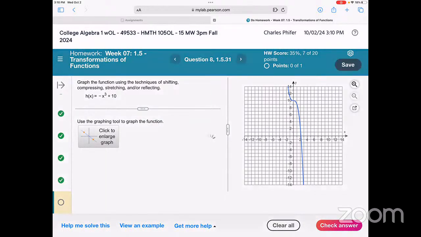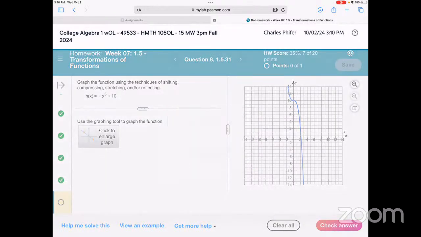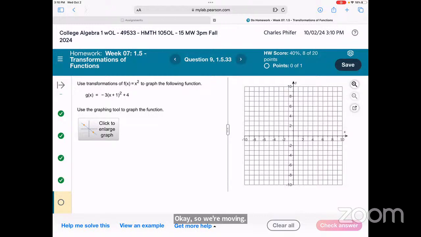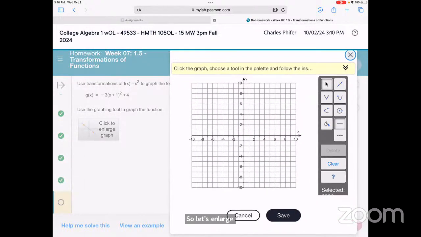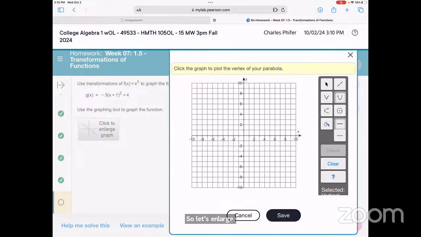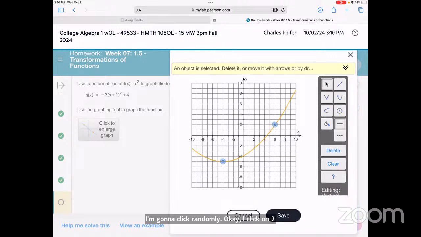Okay. So we're moving and grooving. Use transformations, okay. So let's enlarge. Let's see a parabola. I'm going to click randomly. Okay, I click on 2 random spaces. So we can move these points retroactively. So the parent function here is a parabola.